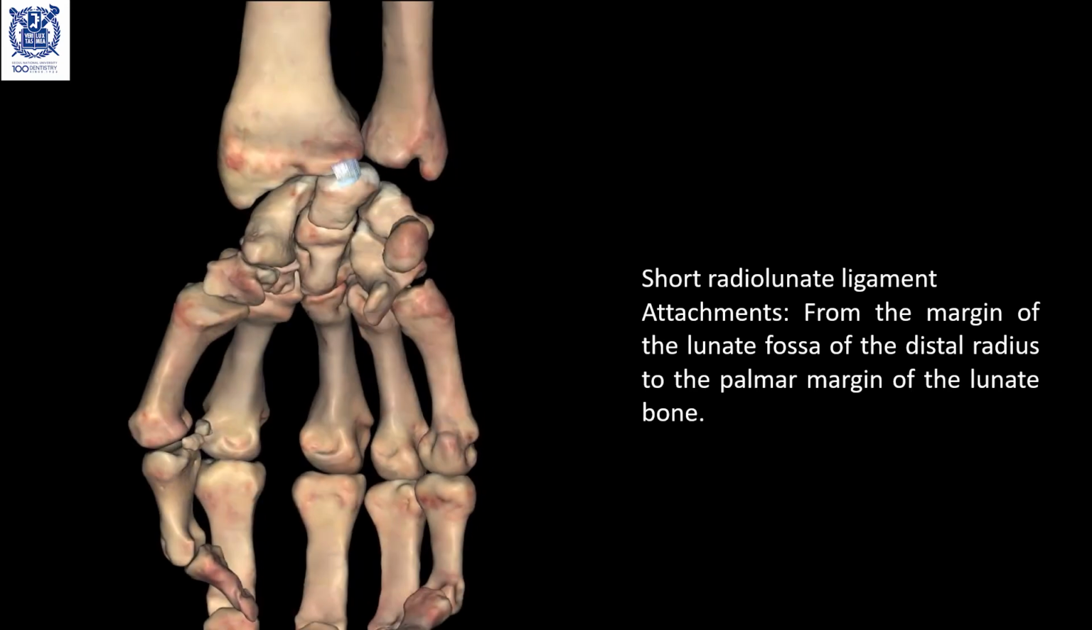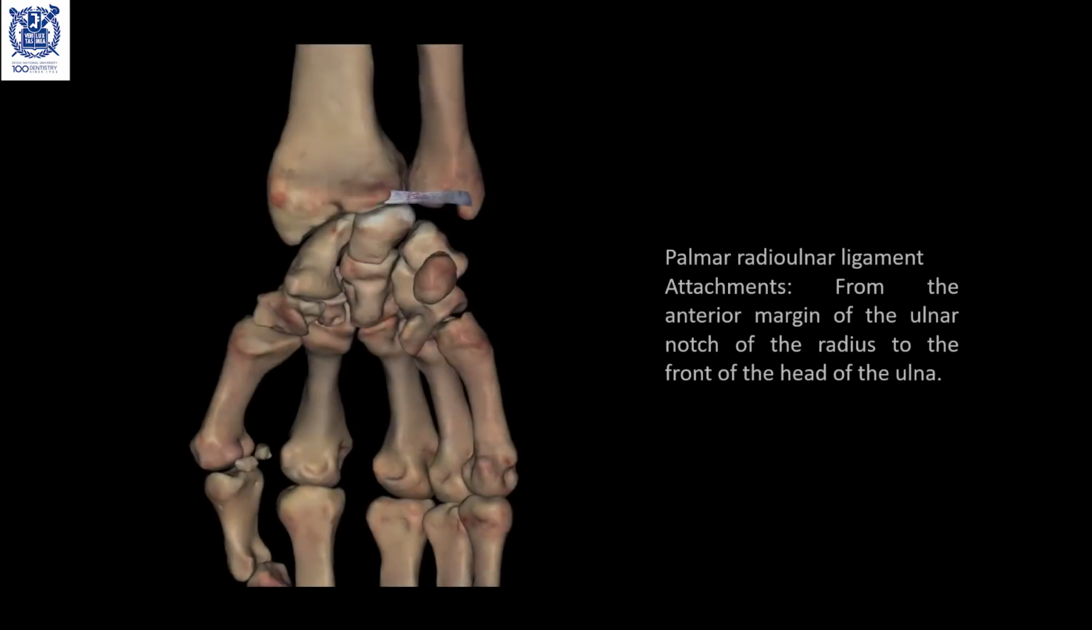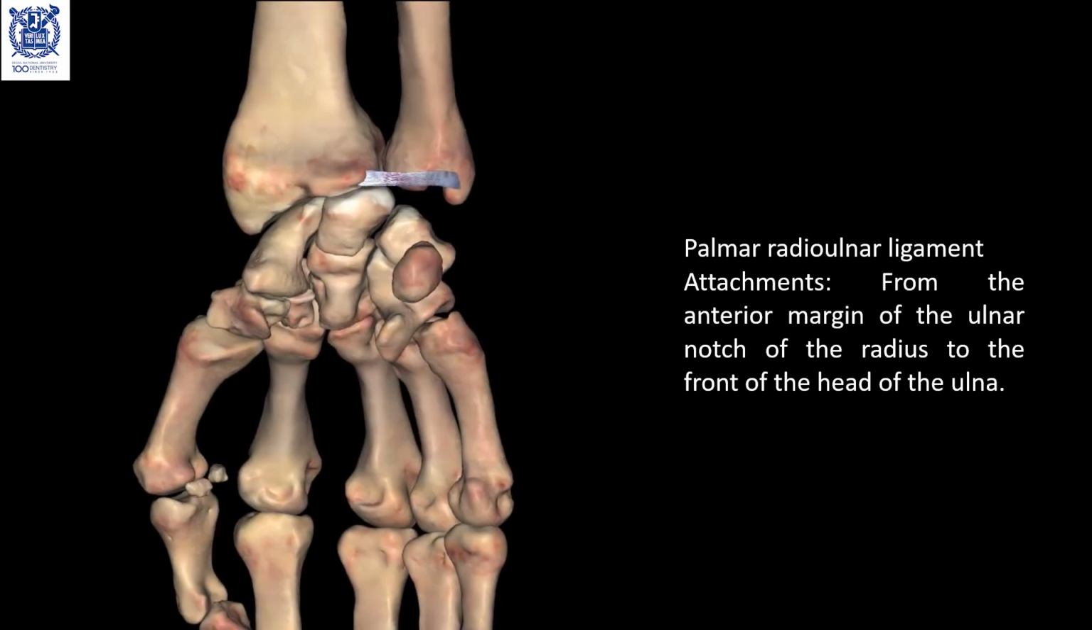Short radiolunate ligament. It attaches from the margin of the lunate fossa of the distal radius to the palmar margin of the lunate bone. Long radiolunate ligament. It attaches from the volar margin of the scaphoid fossa of the distal radius to the radial surface of the lunate bone. Palmar radioulnar ligament. It attaches from the anterior margin of the ulnar notch of the radius to the front of the head of the ulna.